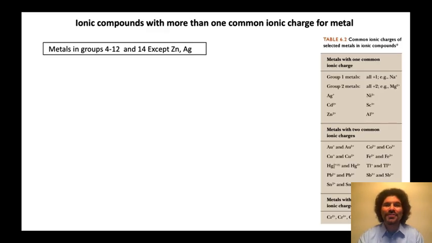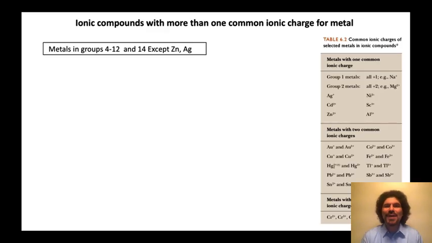One of the attributes of the transition metals is that they can take on many ionic charges. These are just the cases of the most common ionic charges. Okay, so for example, gold, Au, can be +1 or +3. Copper can be +1 or +2. Mercury can be +1 or +2. Lead and tin are both either +2 or +4. Cobalt +2 or +3. Iron +2 or +3. Thallium +1 and +3. Antimony +3 and +5. And then titanium +3 and +4.